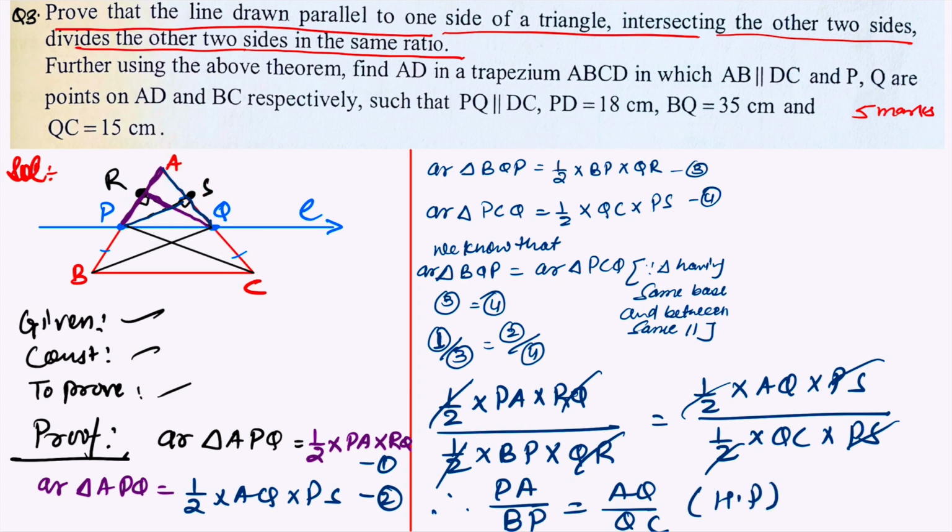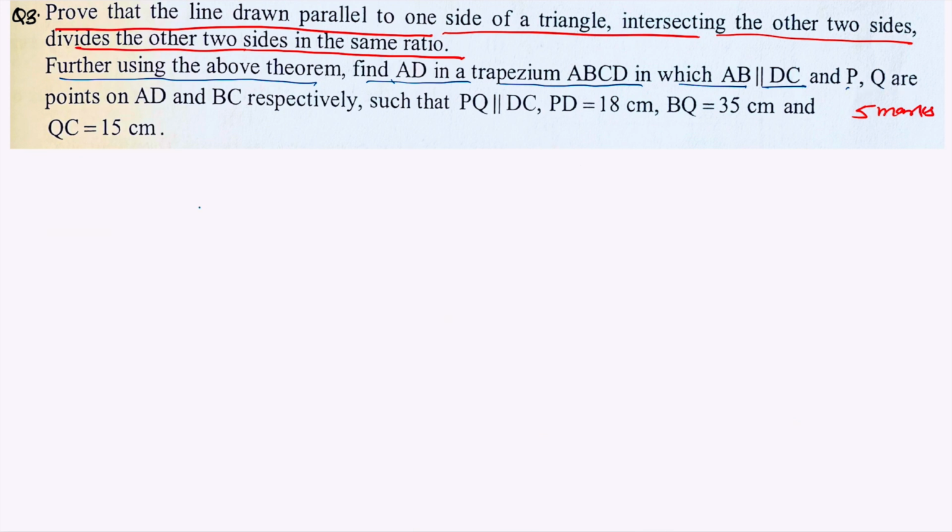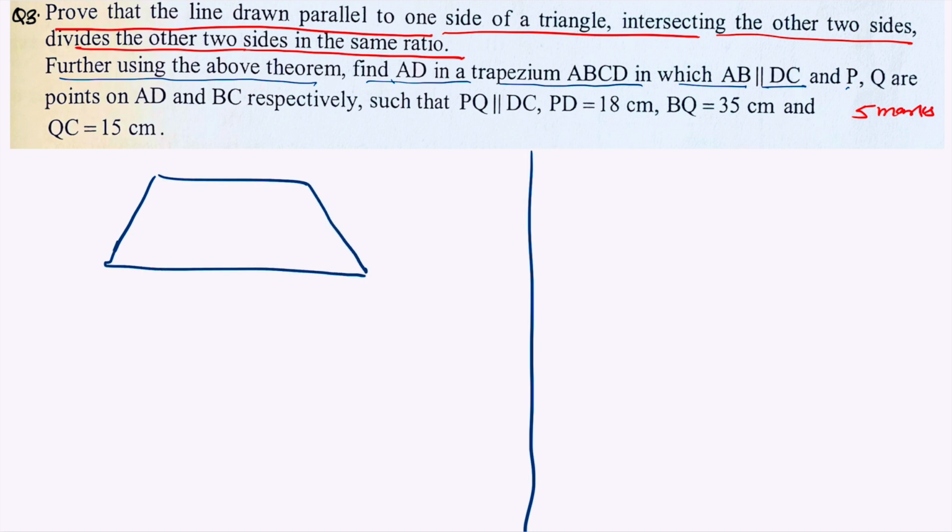Clear? Now in the second part it is saying: further using the above theorem, find AD in a trapezium ABCD in which AB is parallel to DC. Okay, let's first draw it. We are given a trapezium in which AB is parallel to DC. Let's say the trapezium is like this. This is AB, C and D. AB is parallel to DC.